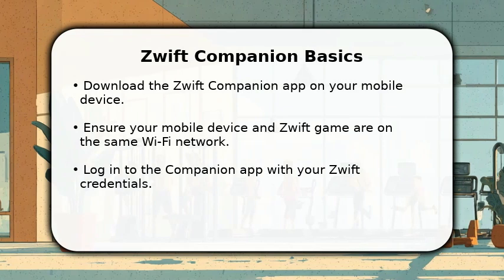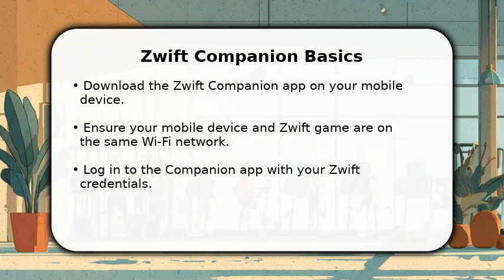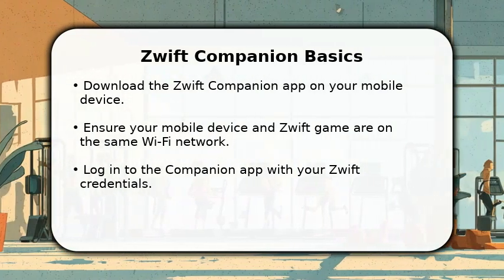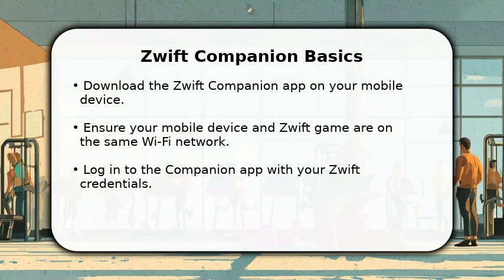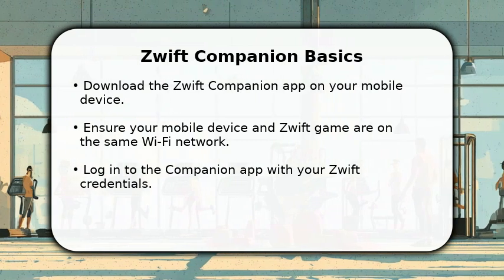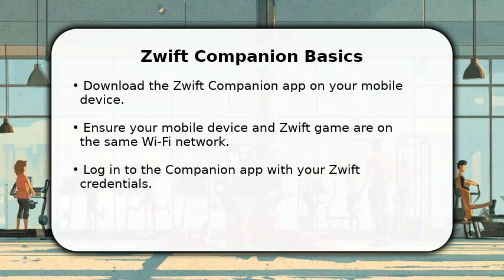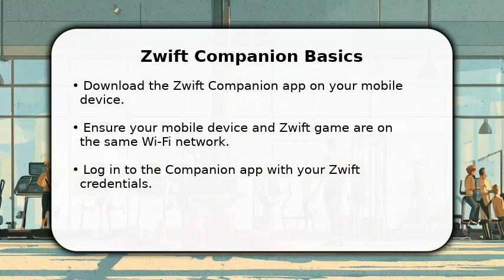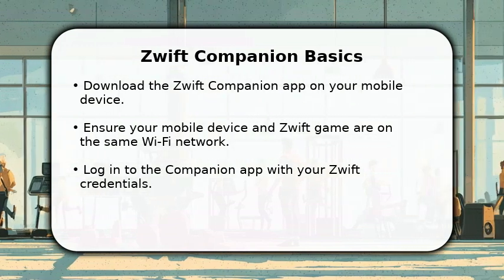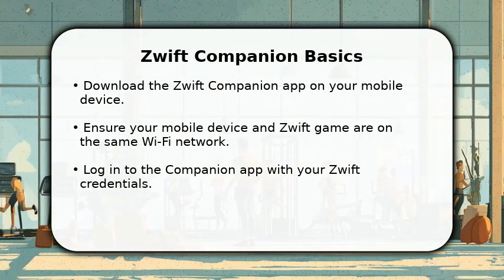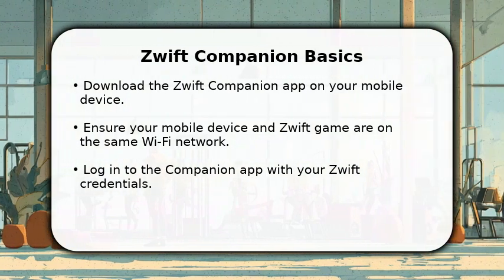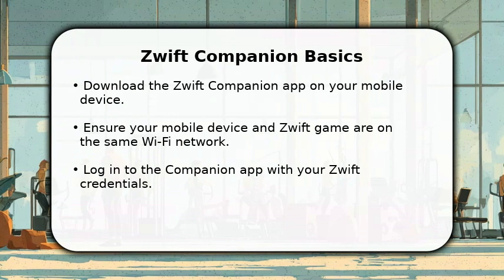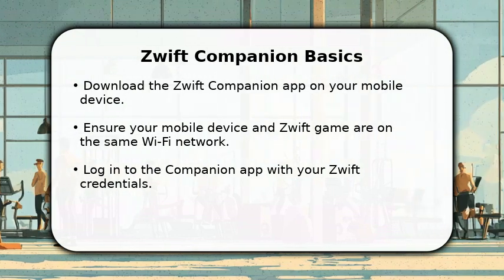In this video, I will explain how to use the Zwift Companion app while riding. First, download the Zwift Companion app onto your mobile device, ensuring it's connected to the same Wi-Fi network as your main Zwift game. Once installed, simply log in using your existing Zwift credentials. This initial setup takes just a few moments, allowing for seamless integration between your phone and the virtual world. You'll be ready to enhance your riding experience in no time.